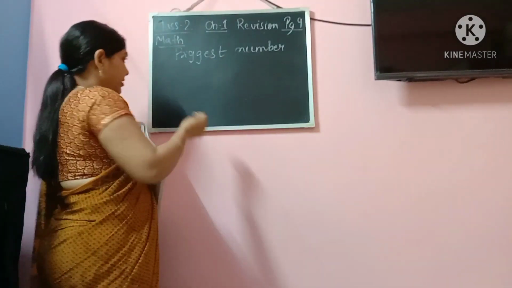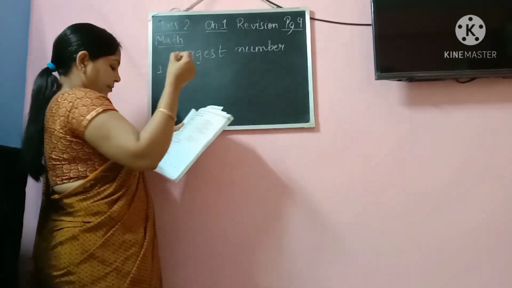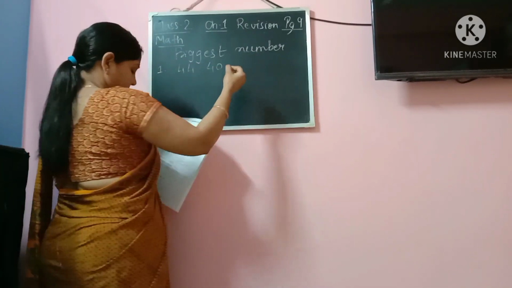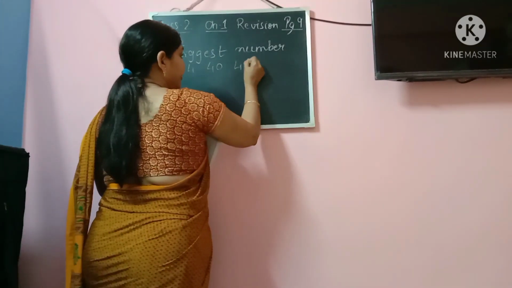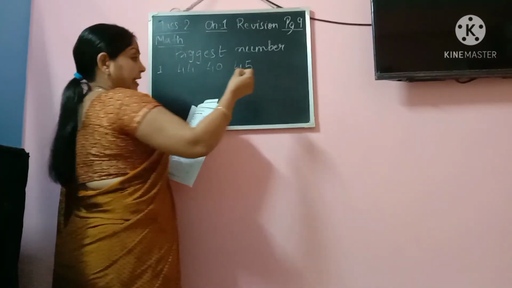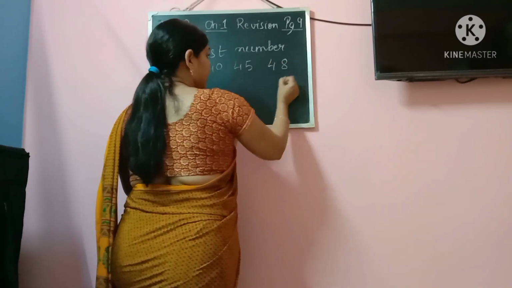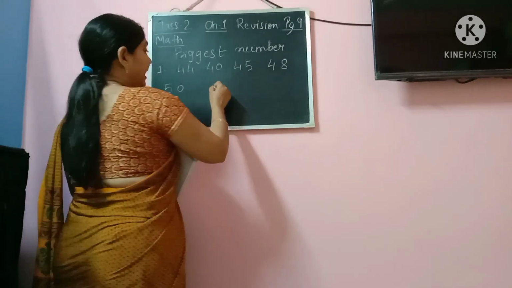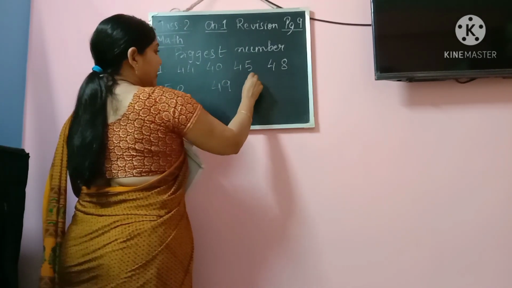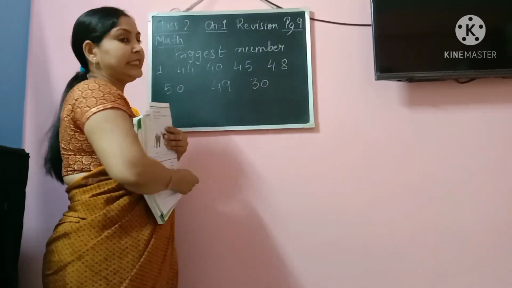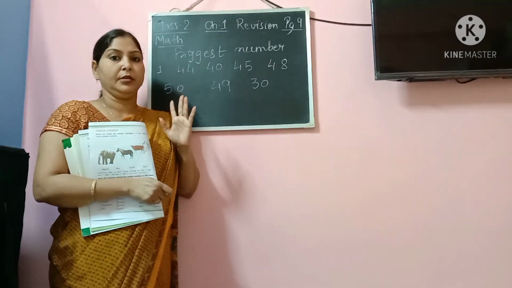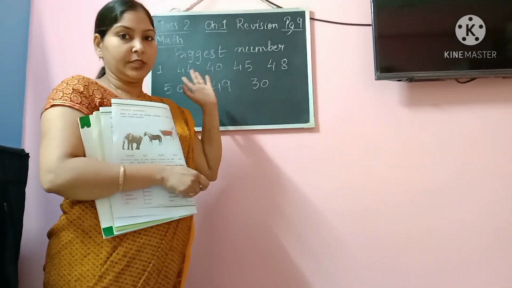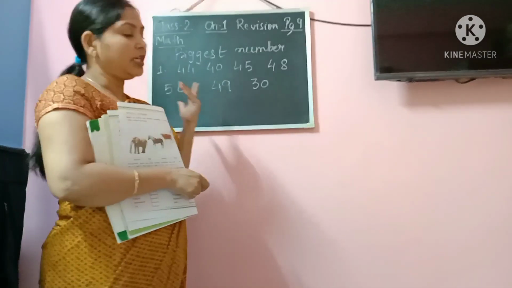So let us write the first set of numbers. 44, 40, 45, 48, 50, 49 and then 30. Now over here you can see all the numbers are 2-digit numbers. Now how to compare? All the numbers are 2-digit numbers. Now it's difficult. Now difficult is what?